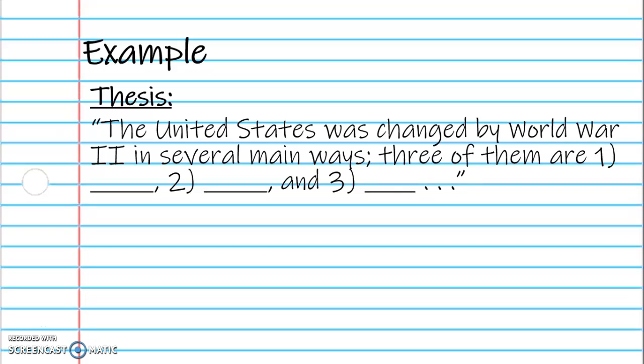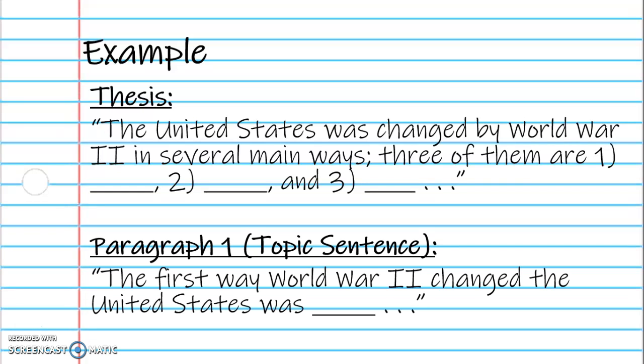An example is like this. The United States was changed by World War II in several main ways. 3 of them are, and then you would pick 3 reasons and explain them. And then for paragraph 1, the topic sentence would be, the first way World War II changed the United States was the first reason. And that would be the same thing that you would do with the second paragraph and the third paragraph. And then maybe you would have a conclusion that briefly ties those back together into 1 or 2 sentences.